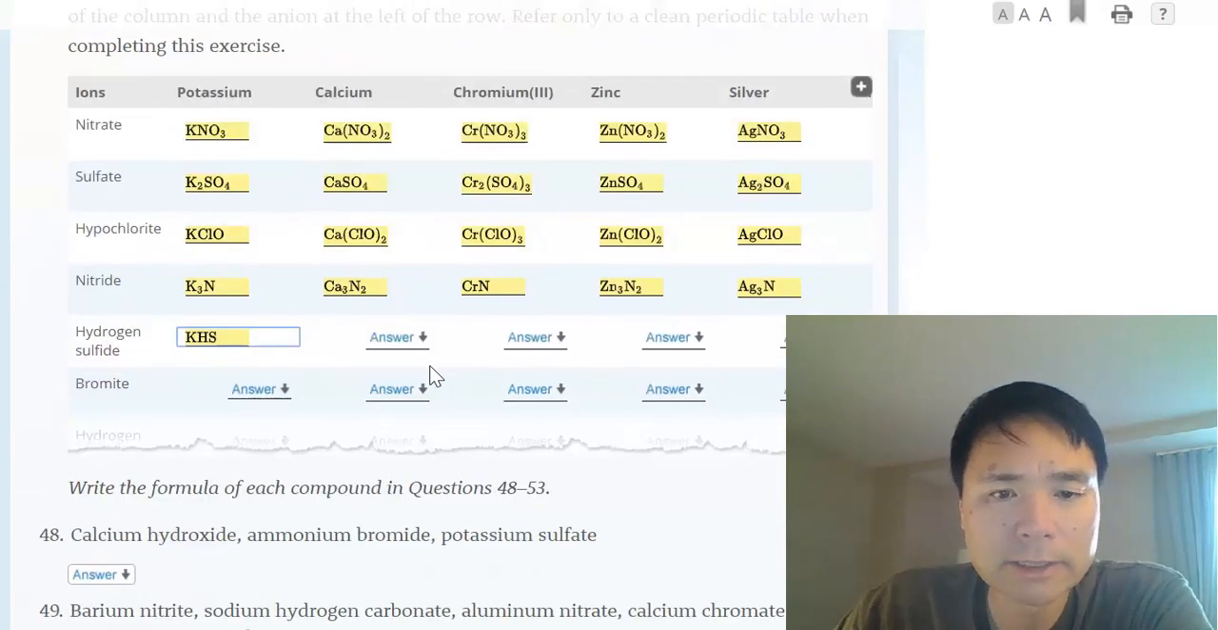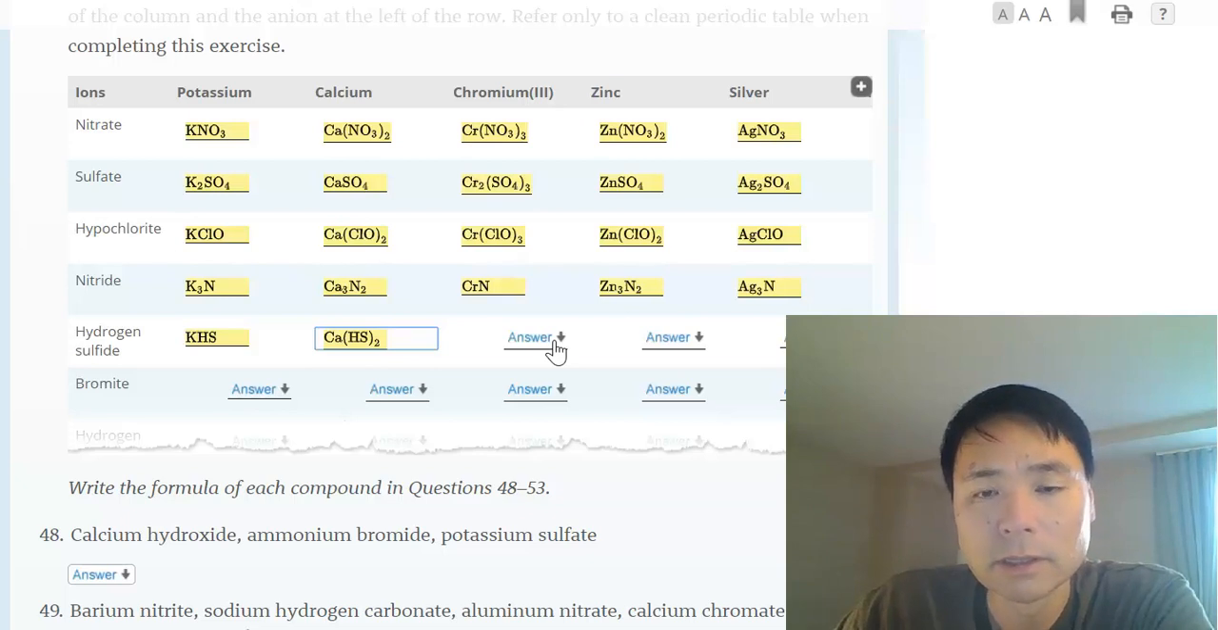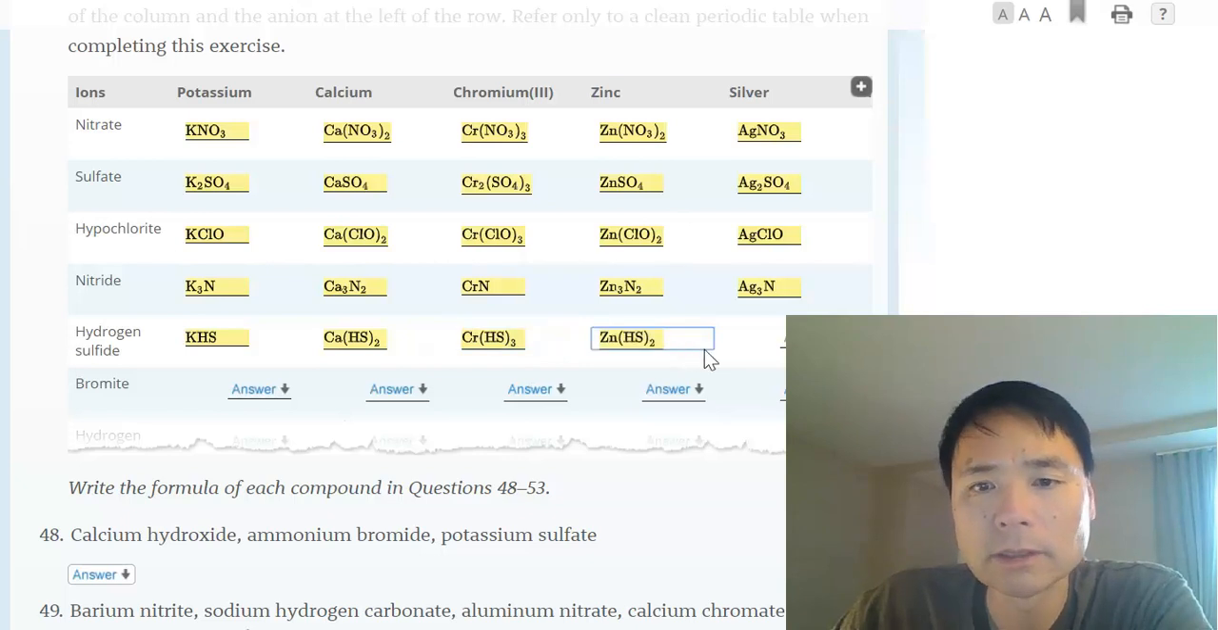Calcium, we'll need 2 HS's, so this will be Ca(HS) taken twice. Chromium 3, we'll need 3 HS's. Zinc is a 2 plus, we'll need 2 HS's. Silver is a +1, we just need 1: AgHS.